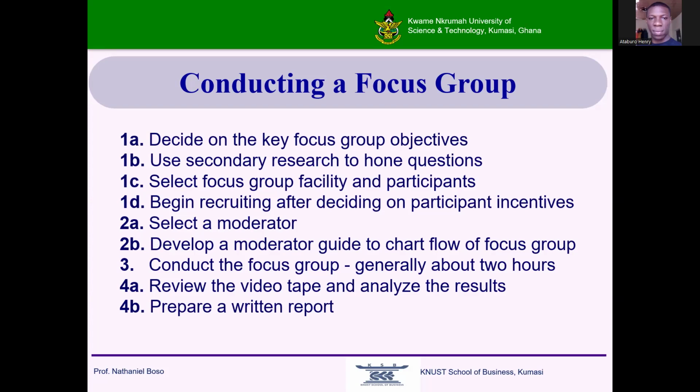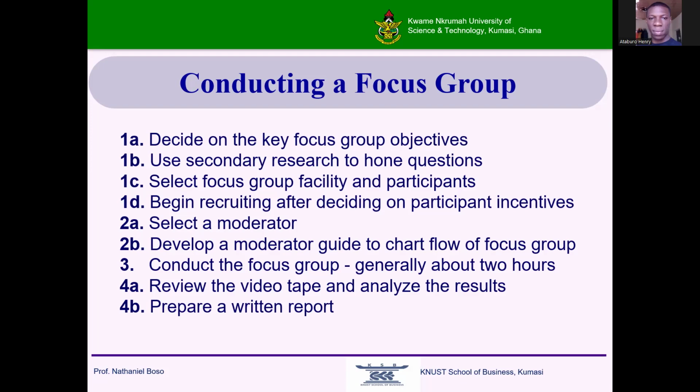And of course, selecting the focus group facility and the participants, and you begin recruiting after deciding on participants' incentives. Sometimes you need to provide them transportation, some certain allowance, if necessary, depending on who you are engaging in the focus group. So select a moderator, we talked about it, and develop a moderator guide or a chat flow for the focus group so that the moderator can follow. So at the end of the day, the discussions can go the way you really wanted it.